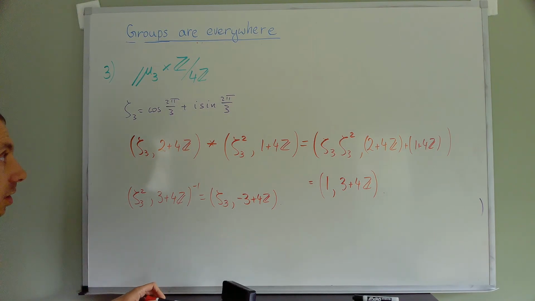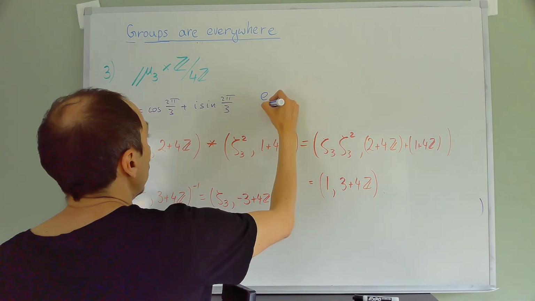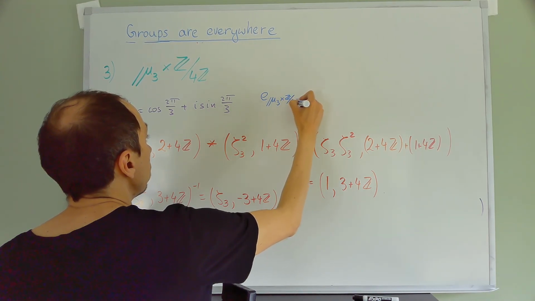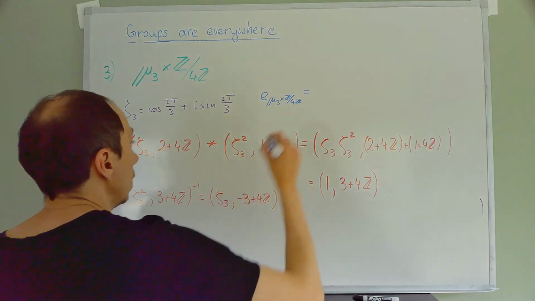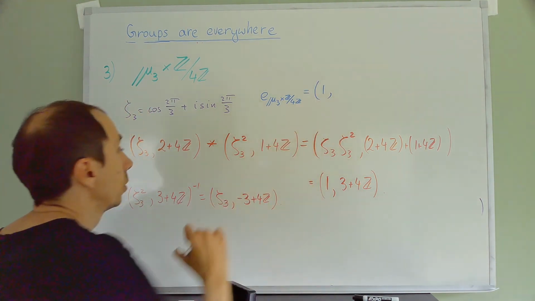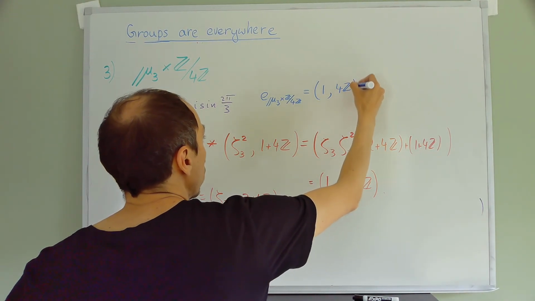And maybe, even before I had done this, I should have decided what's the identity in this group. Well, that's just the identity in mu3 under multiplication, that's 1. And the identity in Z mod 4Z is 4Z.